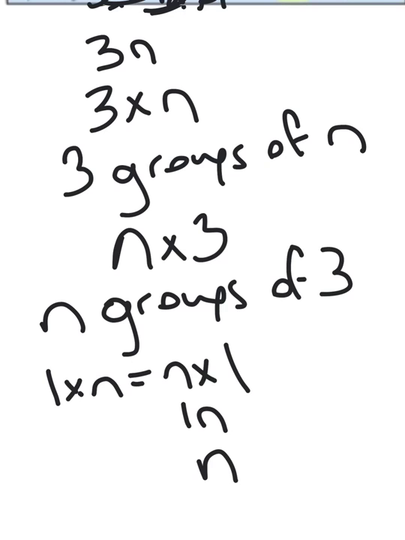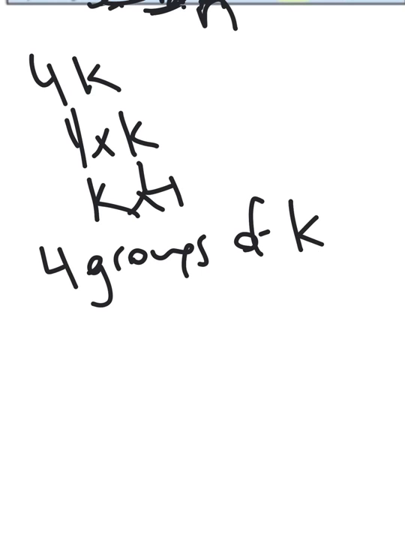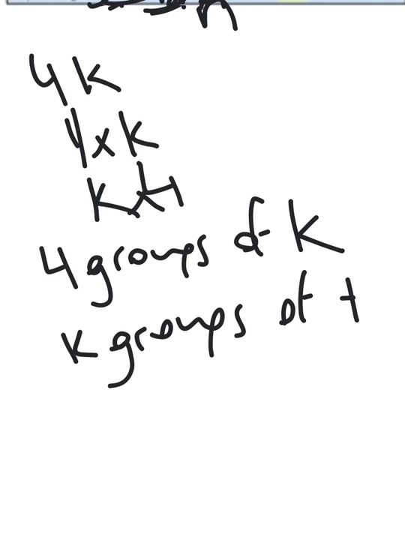Some questions are going to ask you, write the expression in 3 other ways. It might give you the expression of 4k. Write 4k for me in 3 different ways. You could say 4 times k, k times 4, 4 groups of k, and k groups of 4. These are different ways of representing the same information.